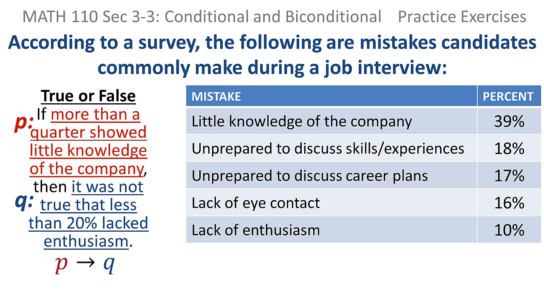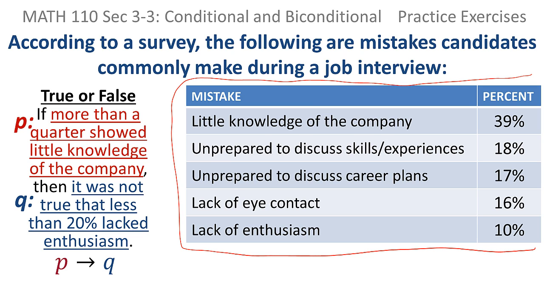the logical statement that they're asking us its truth or falseness is simply P implies Q. And we know how to decide that. So we look into the table, which is going to give us the answer about whether P and Q are true or false. So we're going to look into the table to find out if the statement P is true or not. Statement P says more than a quarter showed little knowledge of the company.